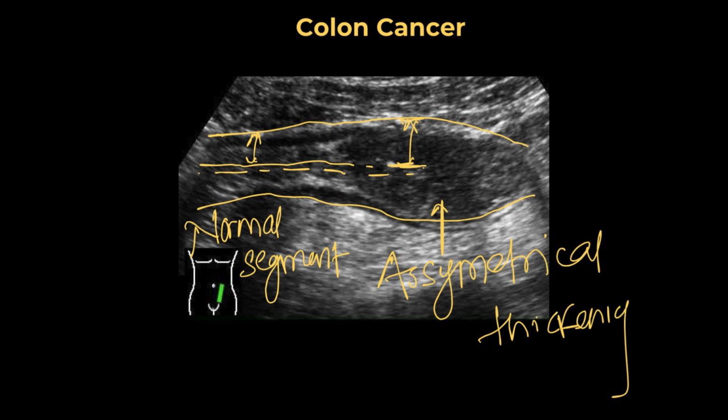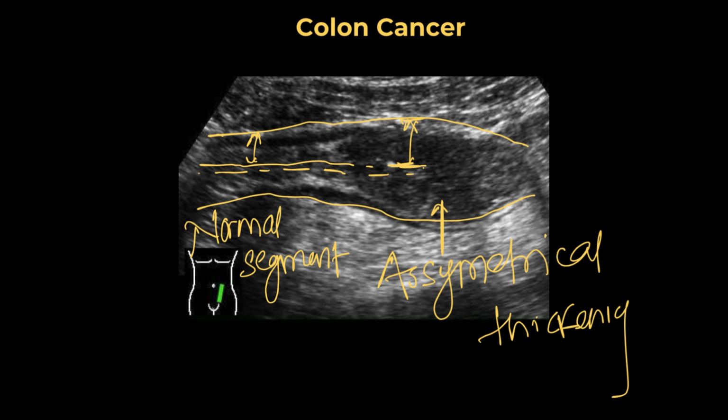Wall stratification is lost. The normal gut signature is destroyed. It is replaced by a solid hypoechoic mass. Bowel diameter may look increased overall. However, the lumen is narrowed. This creates a stenosis and gives an apple core appearance. Peristalsis is absent in the affected segment. The bowel becomes rigid. You may see increased peristalsis in the bowel before the lesion if there is obstruction.